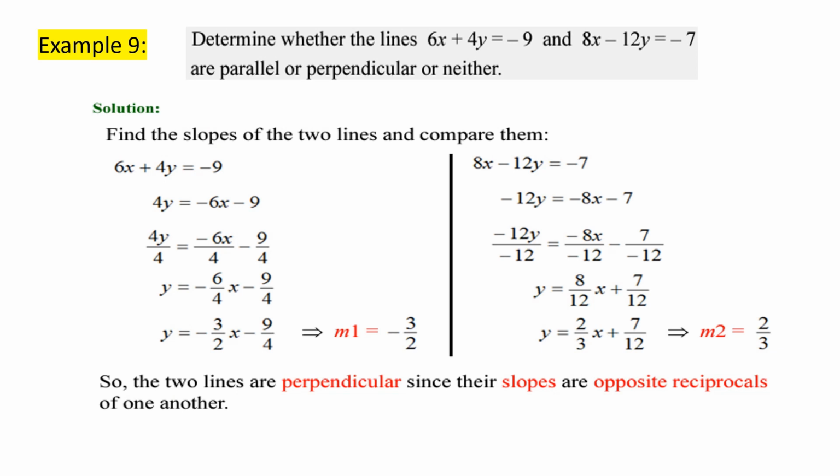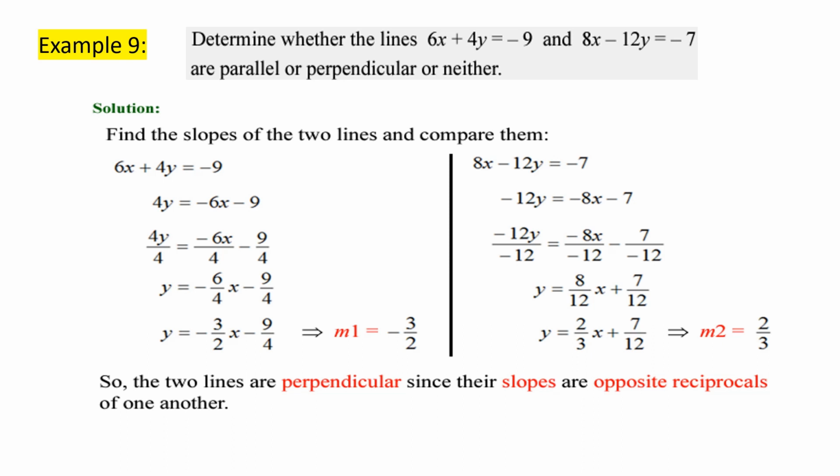Determine whether the lines 6x plus 4y equal to negative 9 and 8x minus 12y equal to negative 7 are parallel or perpendicular or neither. So we have two equations of lines. We need to identify whether they are parallel, perpendicular, or neither. Neither means both cases are not true: not parallel and not perpendicular. For this one, I have only the equations. So if I want to conclude the lines are parallel or perpendicular, I must know the slope of the line.